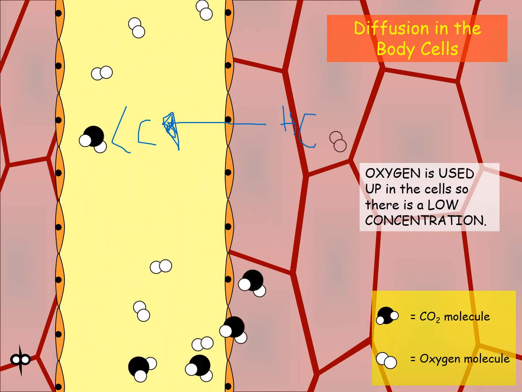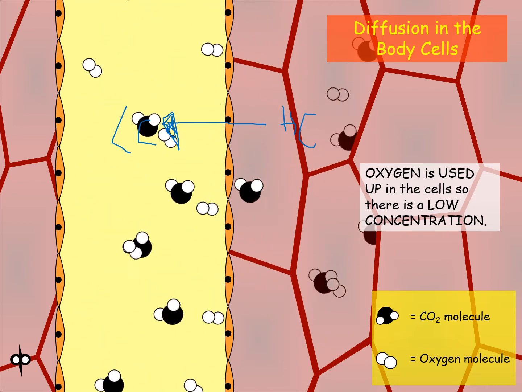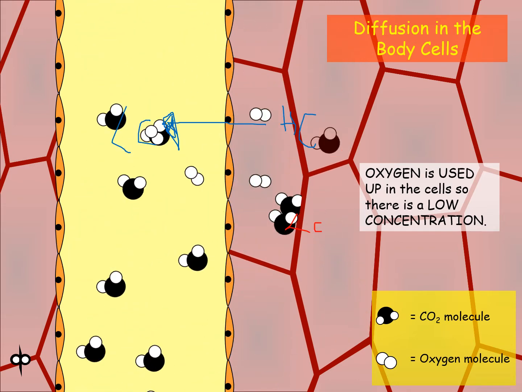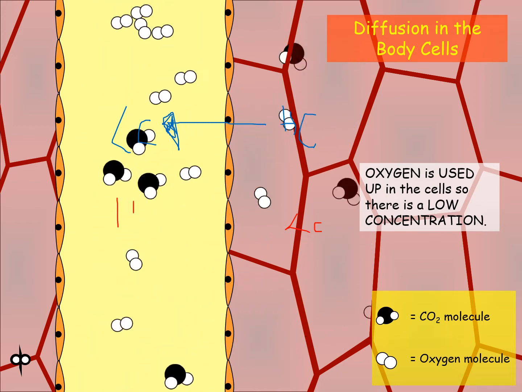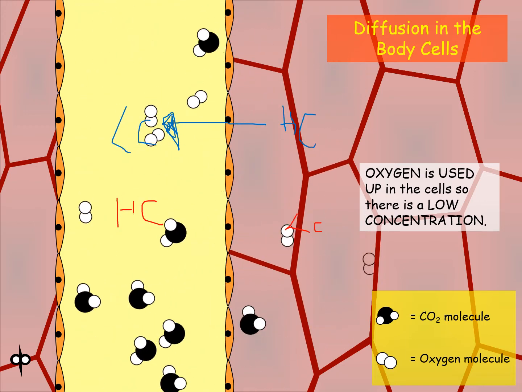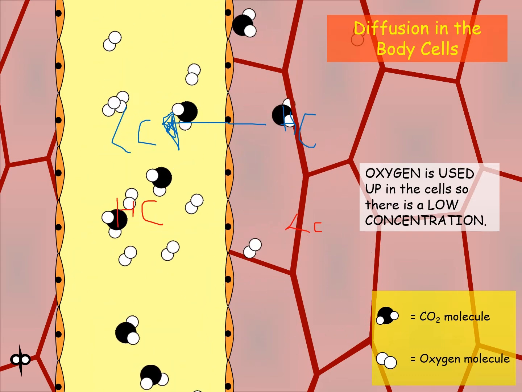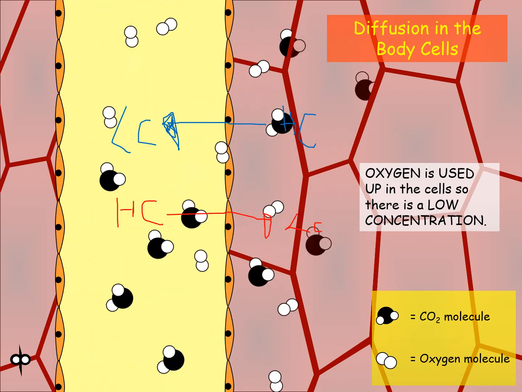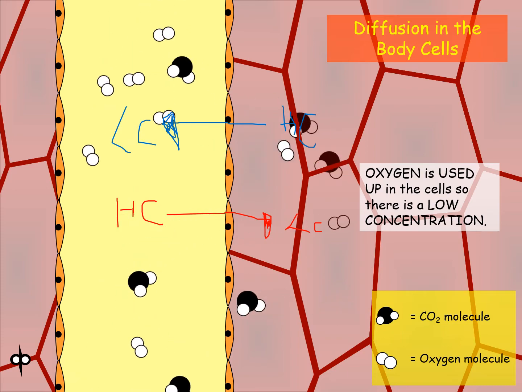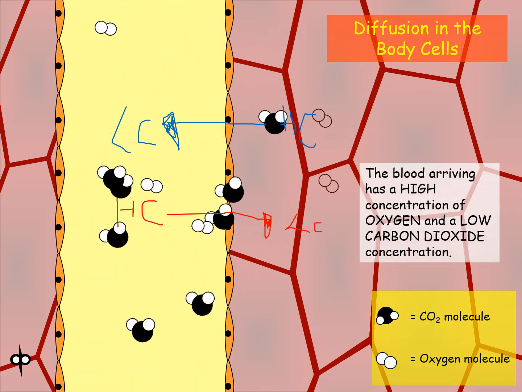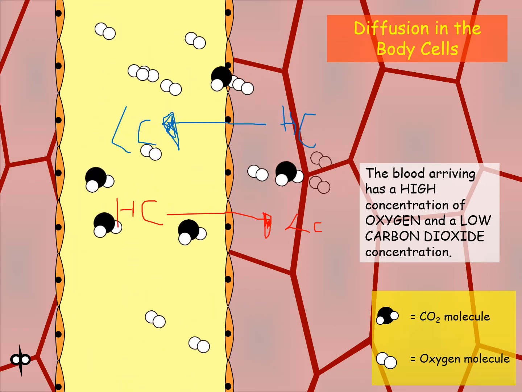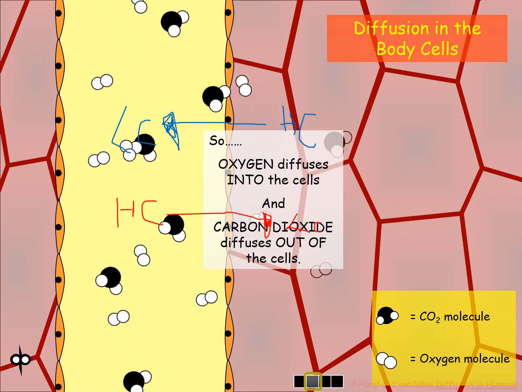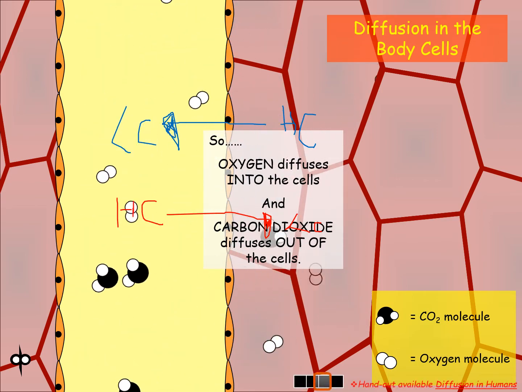Whereas the oxygen has been used up by the body cells, so there's a low concentration of oxygen in the body cells, and there is a high concentration of oxygen in the capillary because it's just come from the lungs. So your oxygen is going to move from your high concentration in the capillary to your low concentration in the body cell so that it can have oxygen to perform respiration. So the blood arriving has a high concentration of oxygen and a low concentration of carbon dioxide, which we just said. So oxygen diffuses into the cell and carbon dioxide diffuses out of the cell.